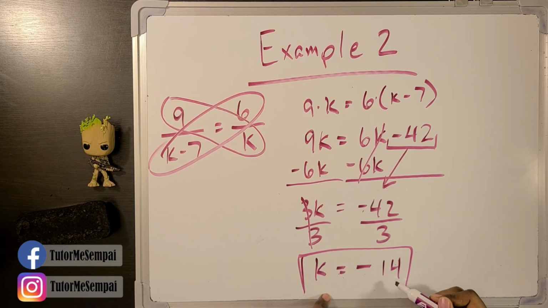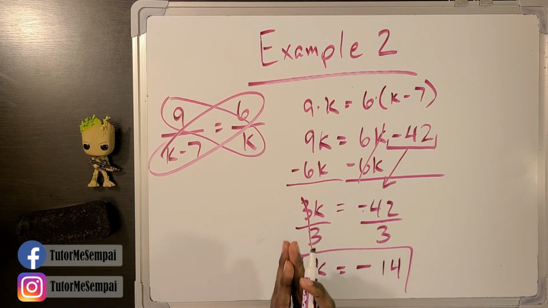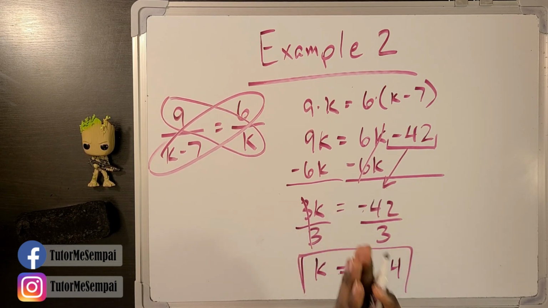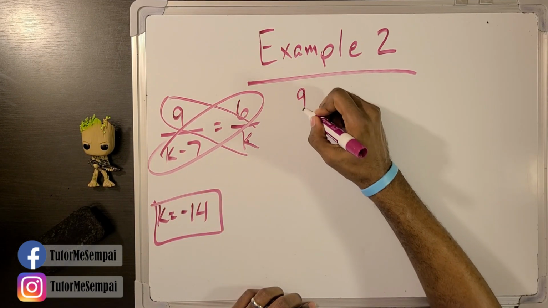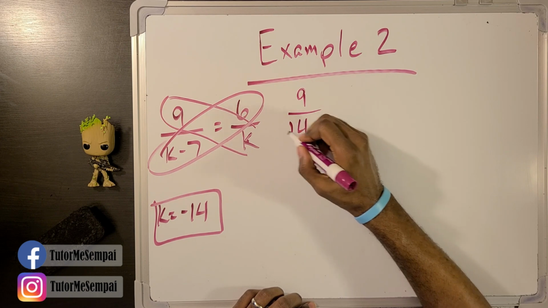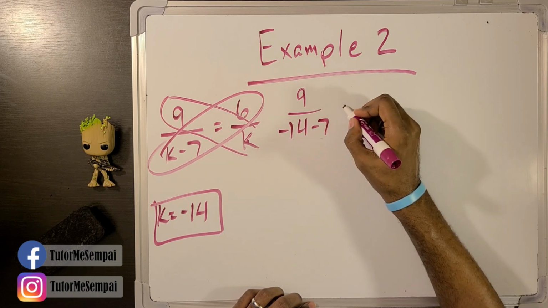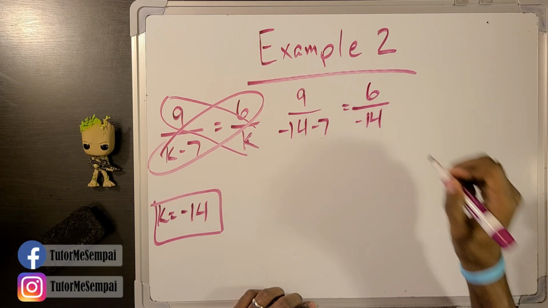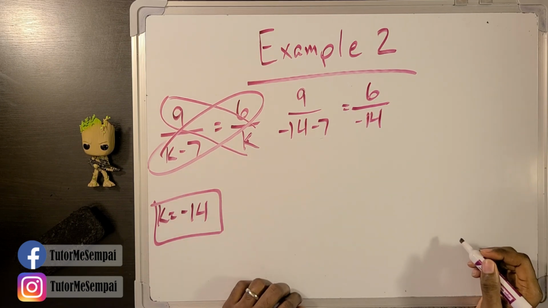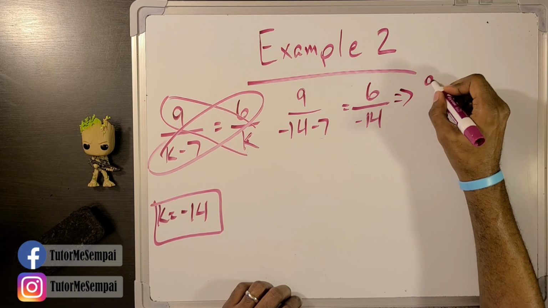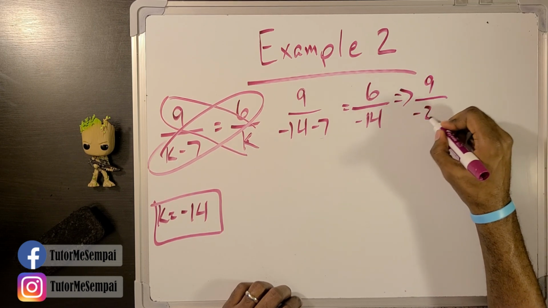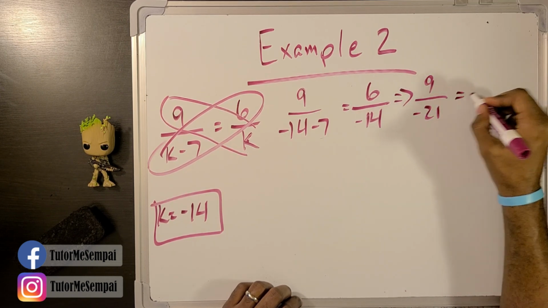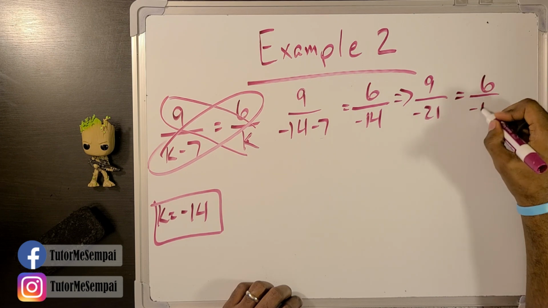So let's plug this negative 14 back in to make sure that we actually get something that equals. So that means we have 9 over negative 14 minus 7 equals 6 over negative 14. Well, what's negative 14 minus 7? Well, that's going to give us 9 over negative 21. And that's going to equal 6 over negative 14.